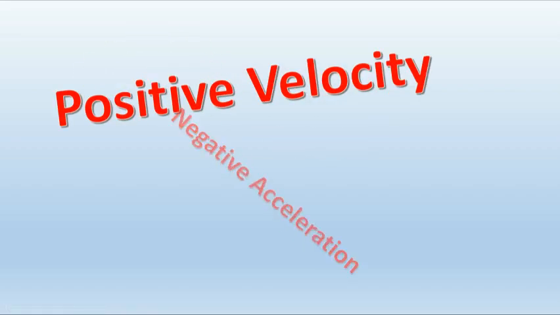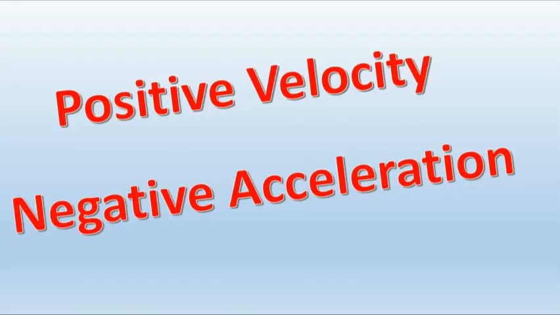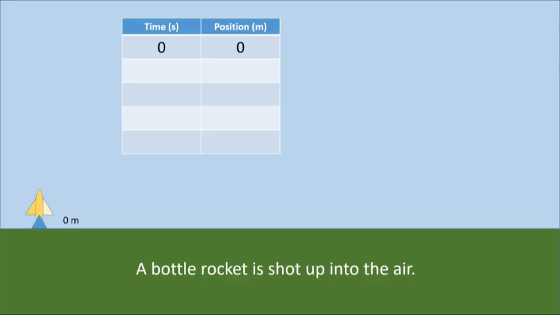Now it is time to look at an example with positive velocity and negative acceleration. All right, so what is the negative acceleration going to do to the positive velocity? So a bottle rocket is shot up in the air. The ground is going to be our zero, our reference point. That's going to be the zero on the position time graph. And it's going to be shot up with a negative acceleration.